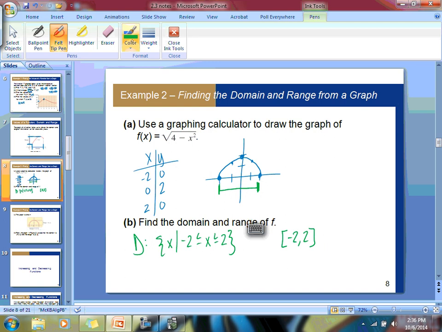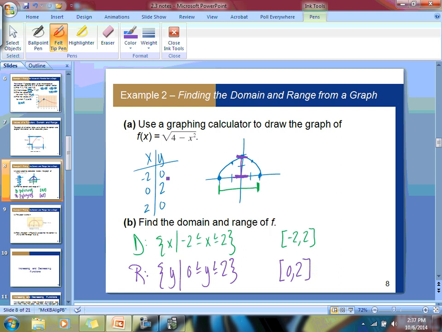And then my range, let me switch colors for the range, is my y values. My graph starts right here on the y-axis and then goes up to this point on the y-axis. So that y value is 0 all the way up to 2. So I'm going to have all the y values between 0 and 2. And you could say, with set notation, you could write it that way as well.